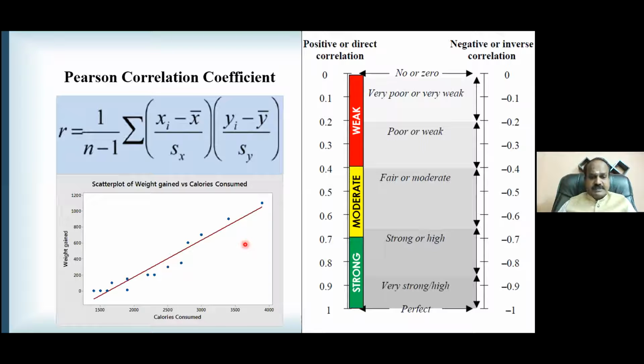And now this is again another scatter diagram. What is written on the x-axis? Calories consumed. Every day we are eating food. That means we are consuming calories. Is calorie consumption a continuous data or a discrete data?